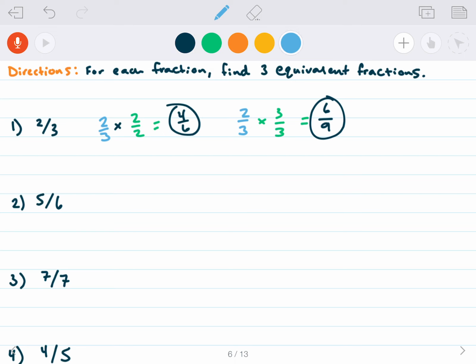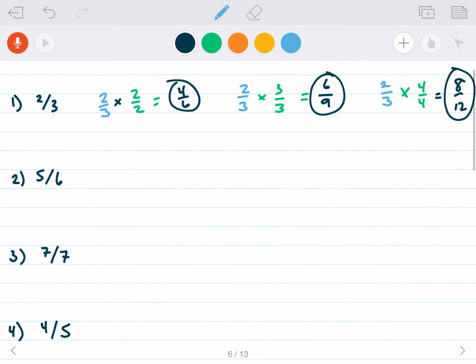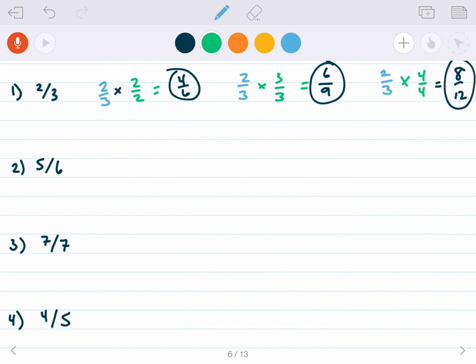And then 2/3 times, I could do 4 over 4. Just the next smallest one, multiplying straight across, I get 8 over 12. So all 3 of these that I've circled are equivalent to 2/3. Now let's do this one right here.